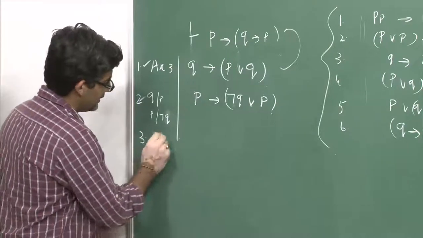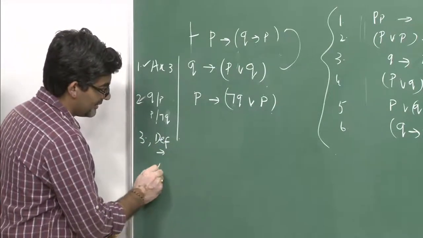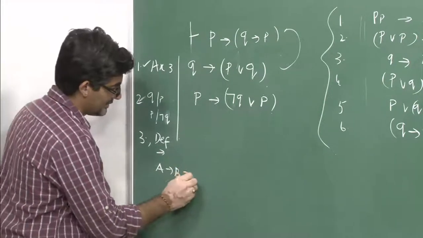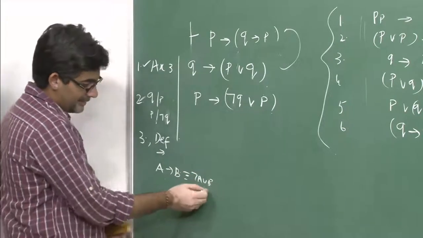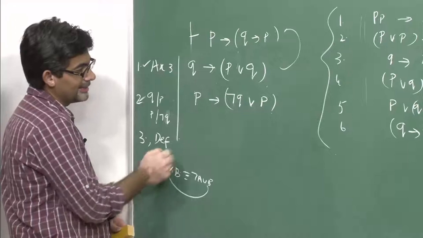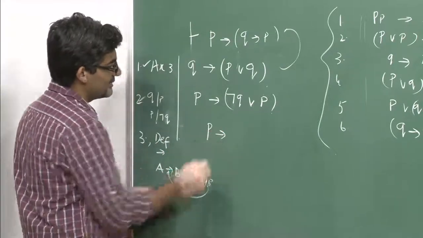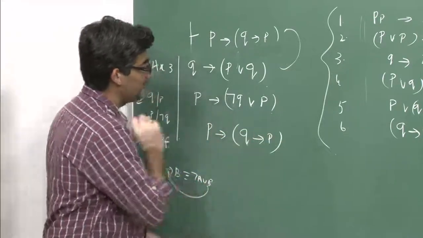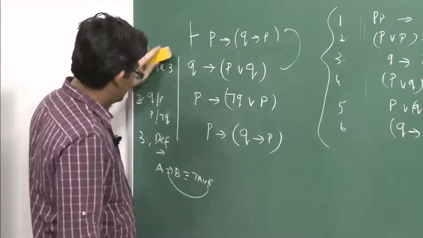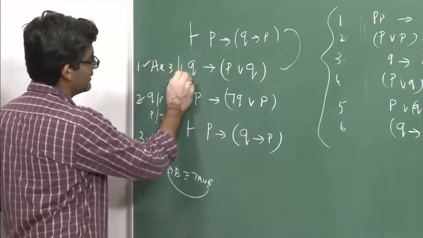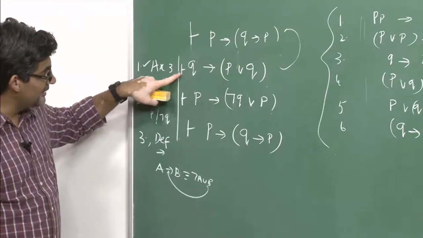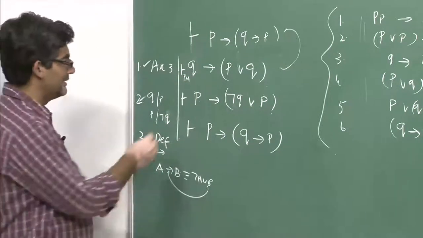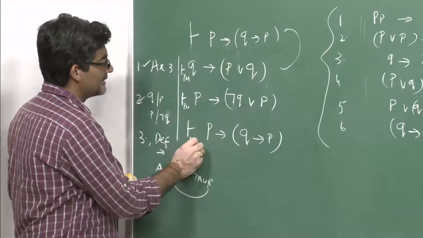Now using the definition of material implication, that is A implies B, which is not A or B, so not A or B is the same as A implies B. So this is as it is P, and then not Q or P is nothing but Q implies P. Now this is what we are supposed to prove, and at each stage we write this. If you want to be more specific, you can write PM. PM stands for Principia Mathematica, that particular axiomatic system.